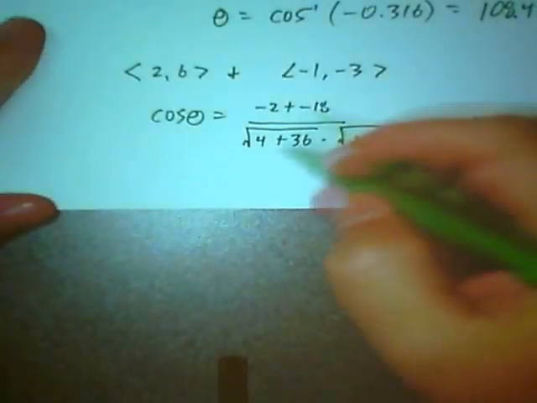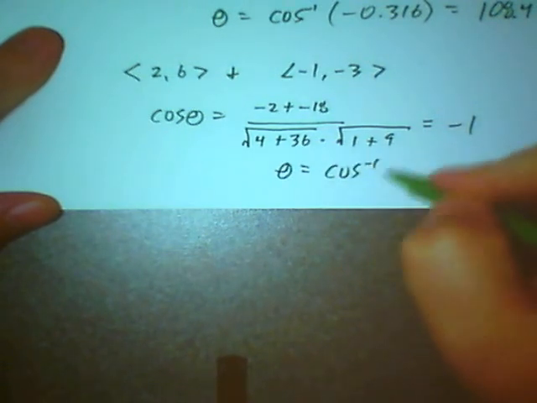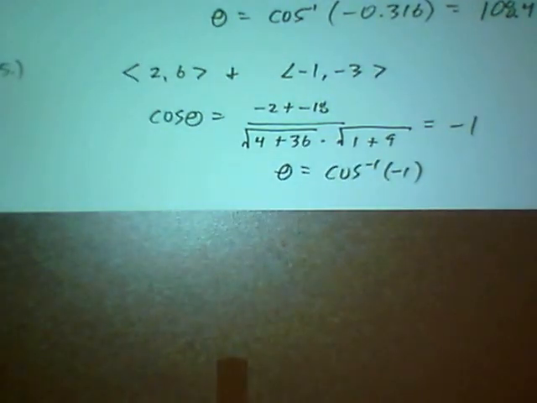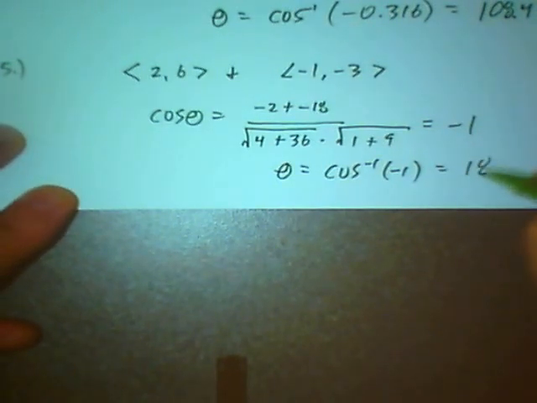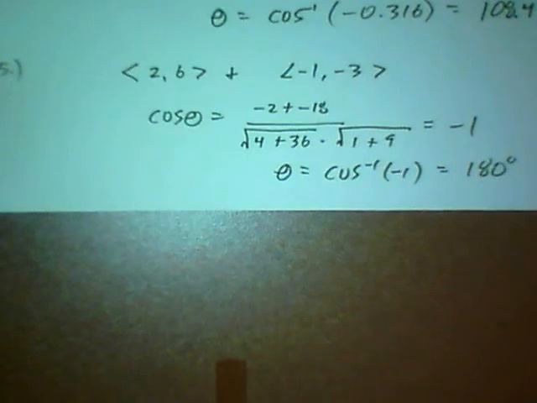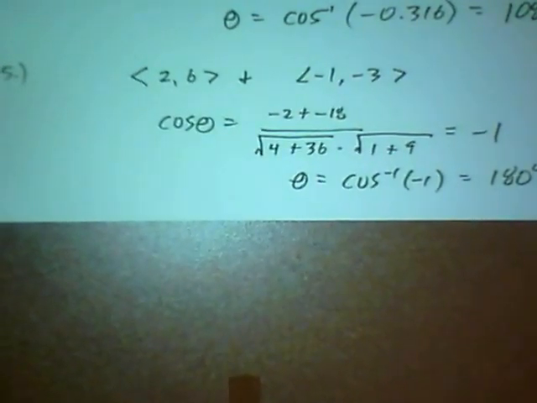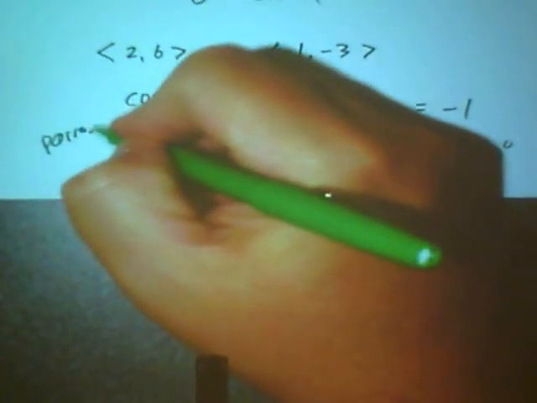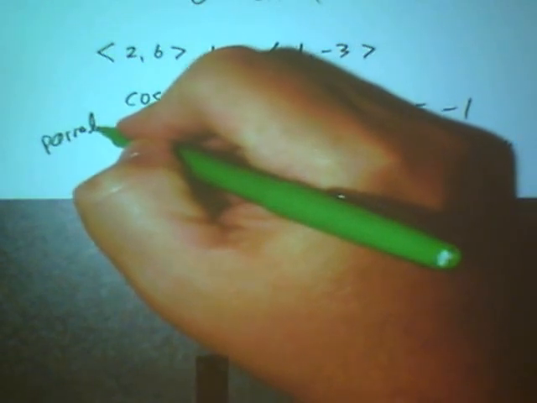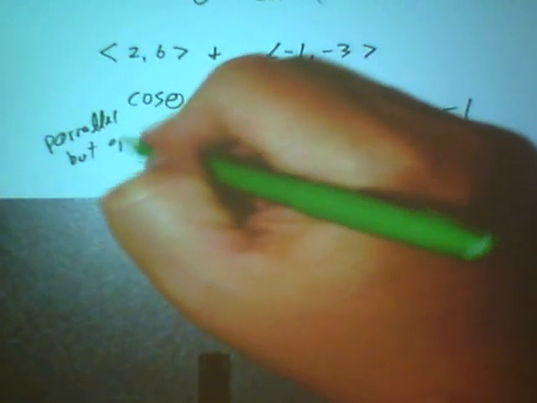So basically, if I want to find the angle, I take the inverse cosine, and the inverse cosine of negative 1 is 180 degrees. That means these two vectors go in opposite directions, but they are parallel. So my answer would be those vectors are parallel, but opposite directions.